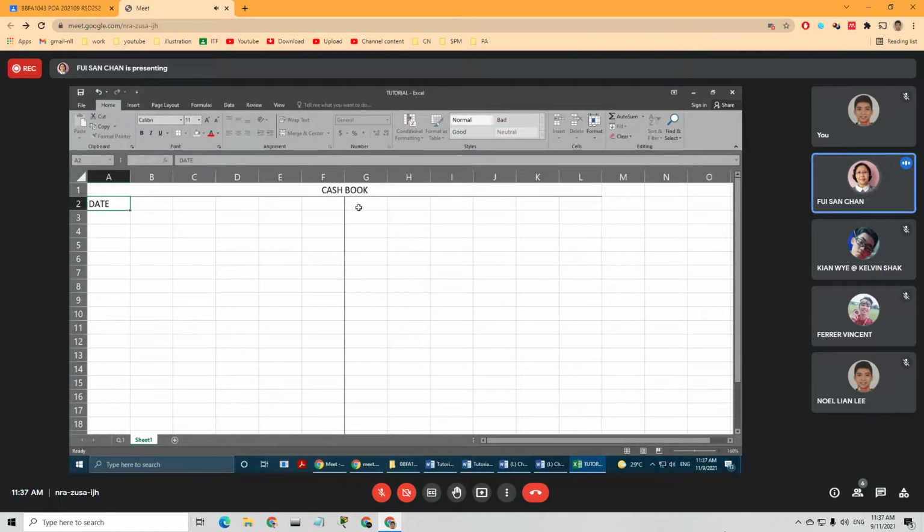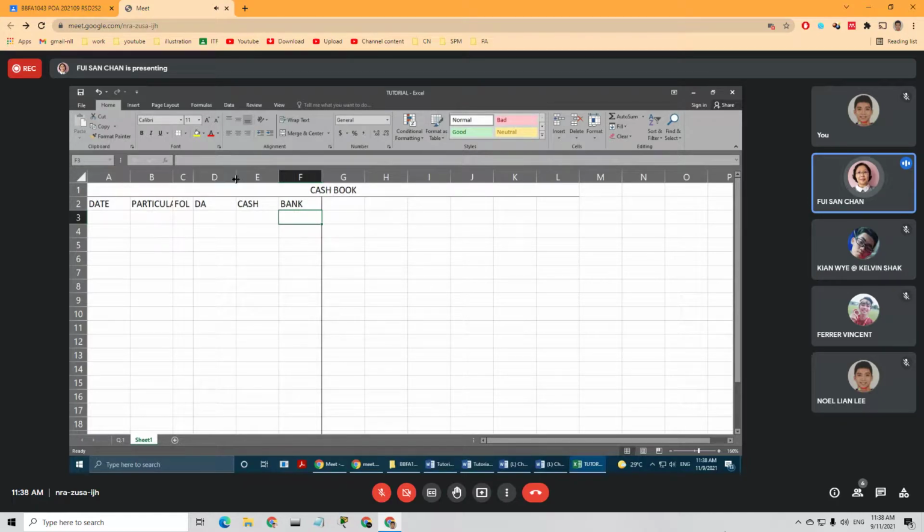So why I put six columns? Because here I want to put one is date, another one is particular. Okay, so this format you must be familiar. And then I'll start with discount allowed, short form for discount allowed. And then I put cash, and then I put bank. So can you understand why I need six? Alright, so that's why I need six, okay?